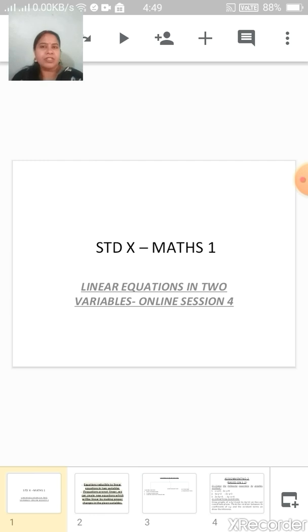In the previous 3 sessions, I have taught you what are linear equations and how to find the solution of simultaneous linear equations in two variables by using different methods. If you remember, we have already learned the graphical method and Cramer's rule, etc. Now, today in this session, I'll teach you how to reduce an equation to linear form.